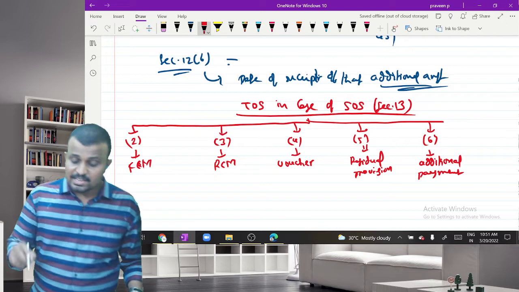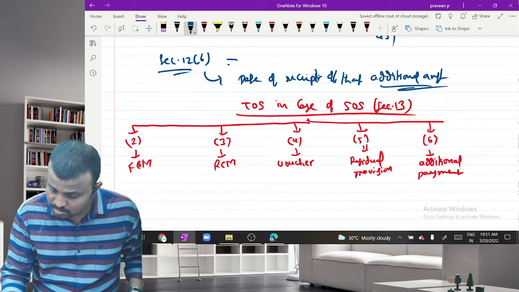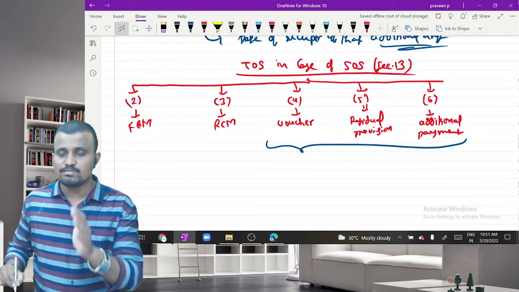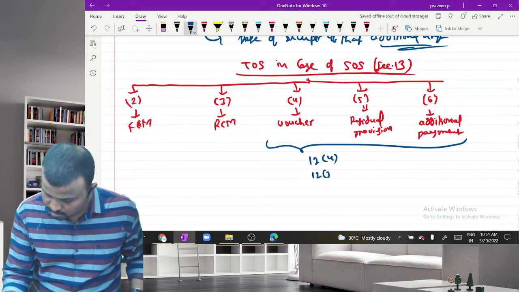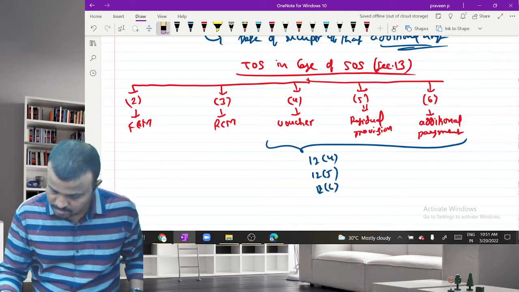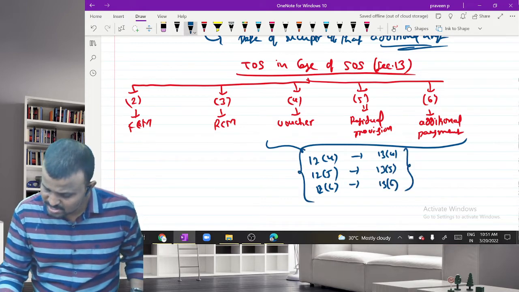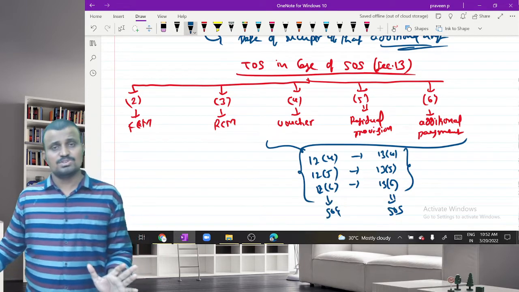And remember here, in case of section 12(4), 12(5), 12(6) and 13(4), 13(5), 13(6), the provisions are same. But section 12 is applied in case of supply of goods, and section 13 is applied in case of supply of services. That is the only difference.